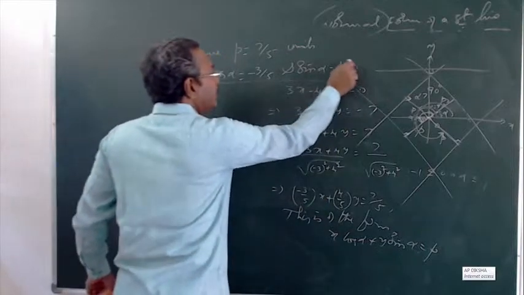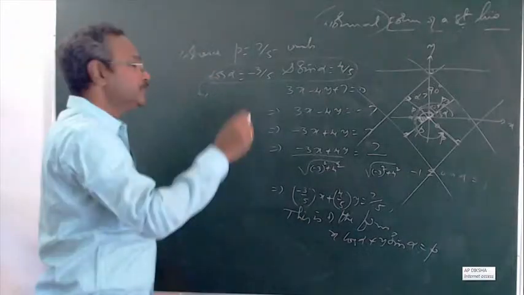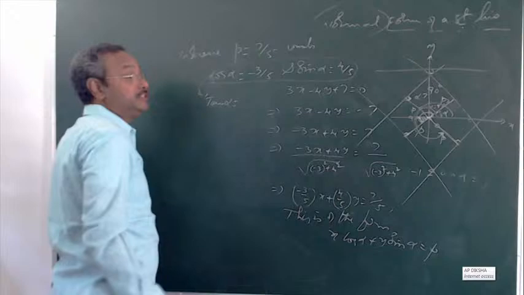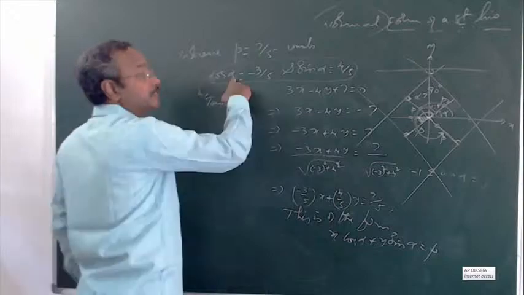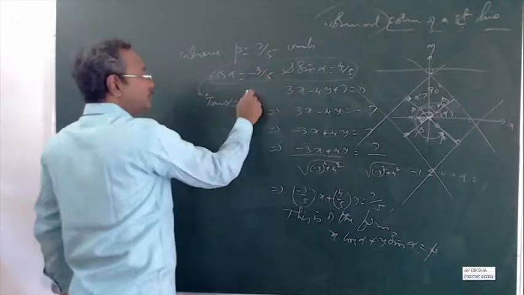And you need not write these two quantities separately. Instead of writing these two quantities, write a single quantity, which is tan alpha is equal to sin alpha by cos alpha. That's 4 by 5 by minus 3 by 5. So it is 4 by minus 3.